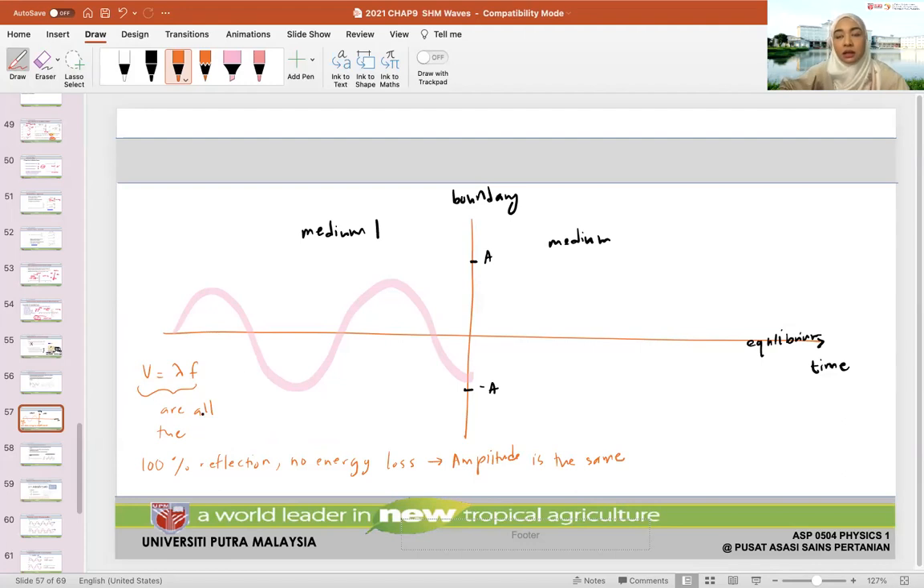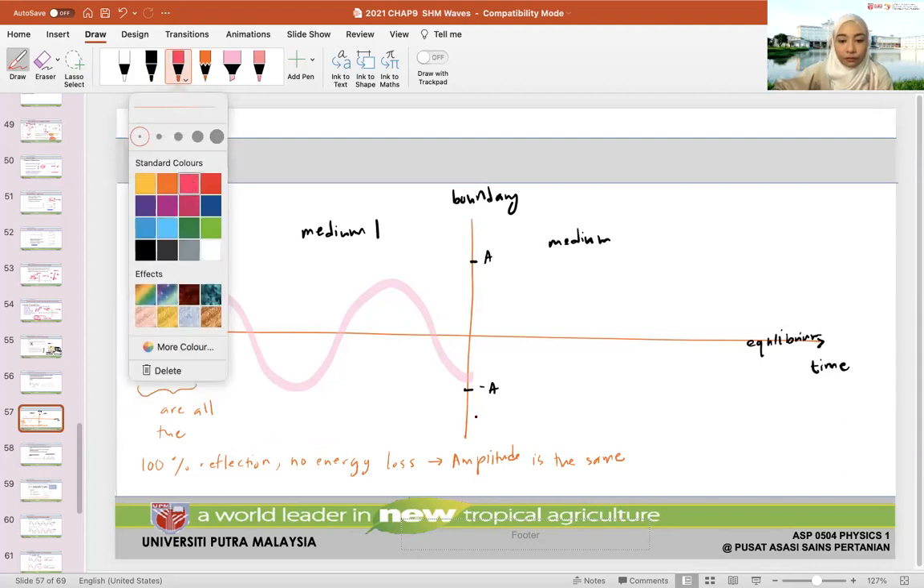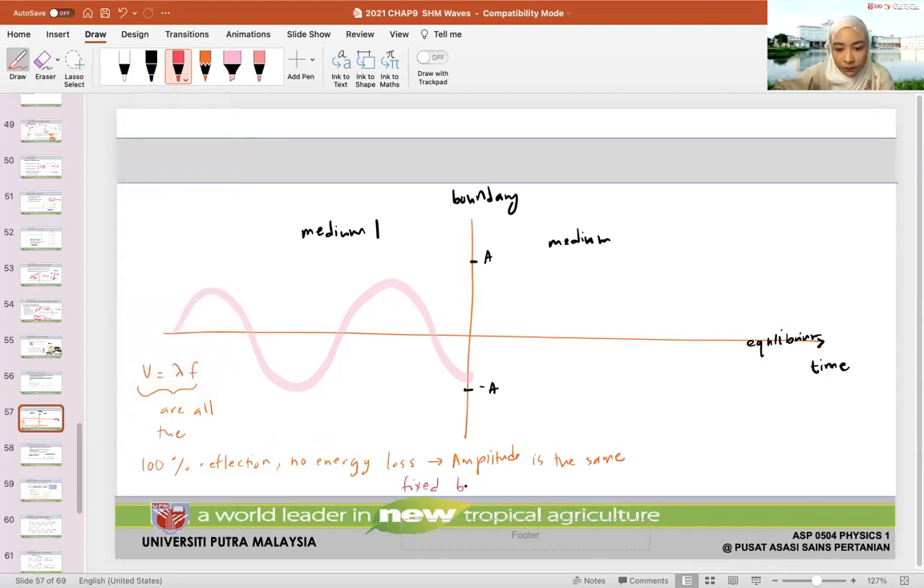However, we had two conditions. One was if it reflected at a fixed boundary, it will be inverted. And if it is a non-fixed boundary, such as air, it will be the same. It's not inverted lah. Basically the same shape. Non-inverted, the shape is maintained. Whether you are inverted or not inverted, the shape is the same. Okay, so this is reflection.